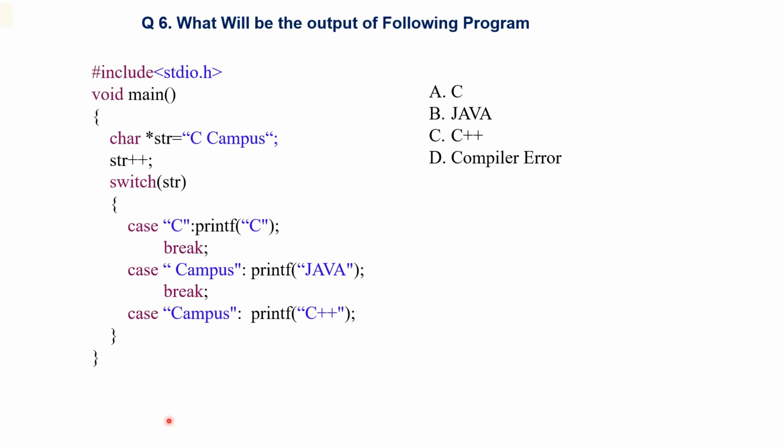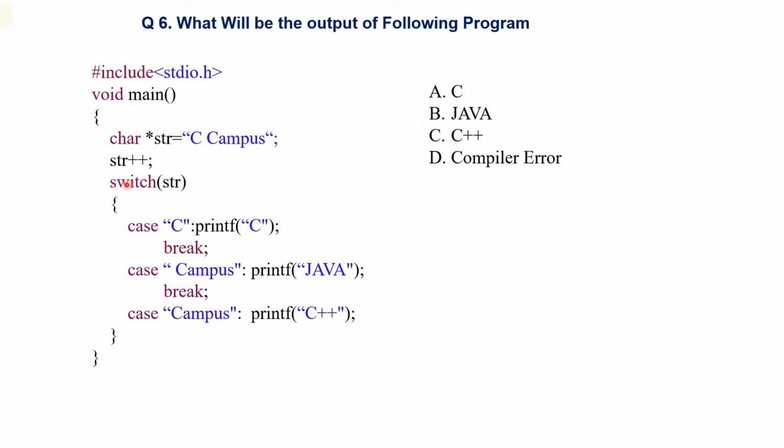So here in this program, a character pointer str is declared, and it is initialized with the string constant, that is ccampus. This str is incremented by 1 with this statement str plus plus, and this str is used in a switch statement. But here we must know that a switch expression cannot be a pointer. It must always return either an integer value or a character value.